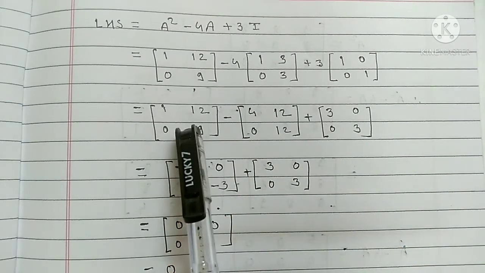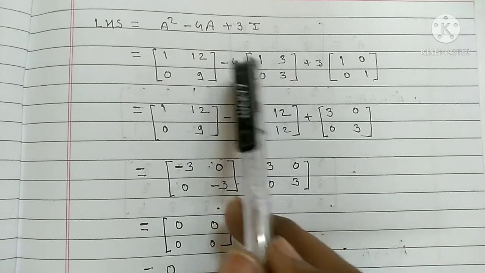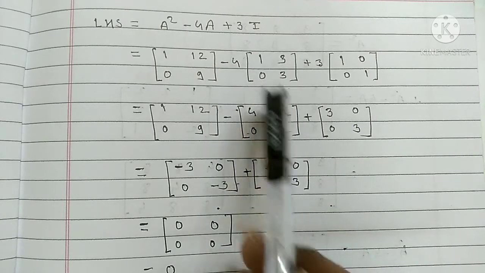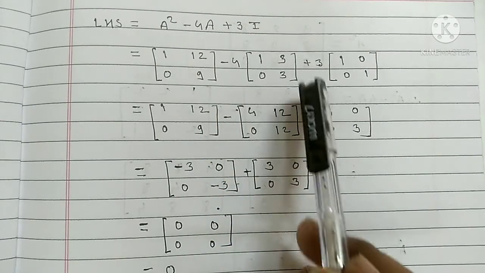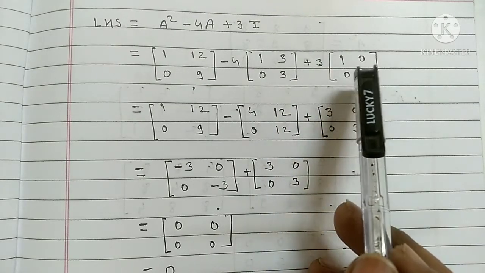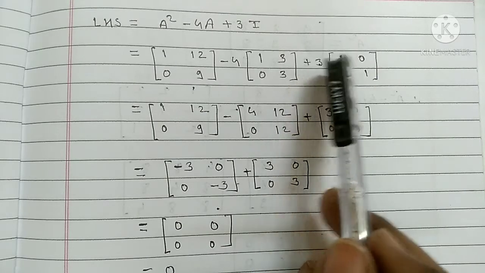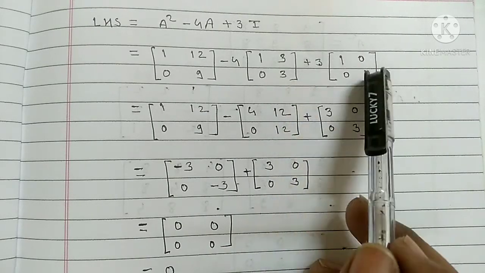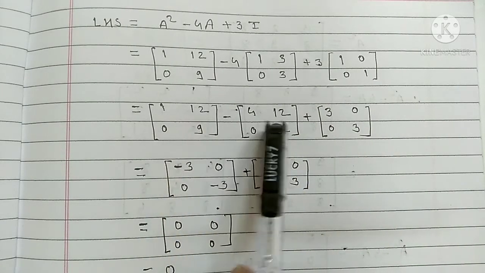So first matrix as it is minus, we will multiply this second matrix with 4. So 4 into 1 is 4. 4 into 3, 12. 4 into 0, 0. 4 into 3, 12. Plus we will multiply this matrix with 3. So 3 into 1, 3. 3 into 0, 0. 3 into 0, 0. 3 into 1, 3. Then we will subtract these two matrices.